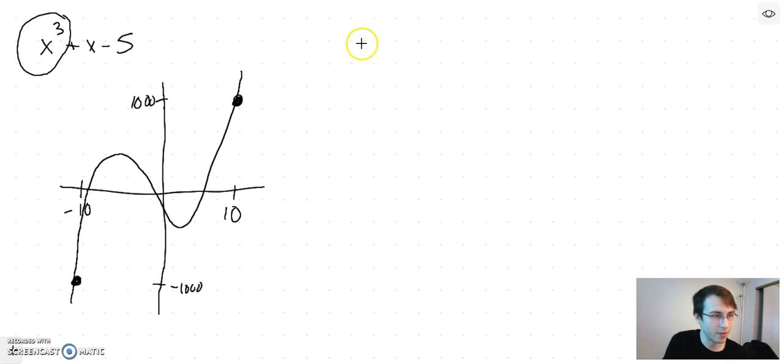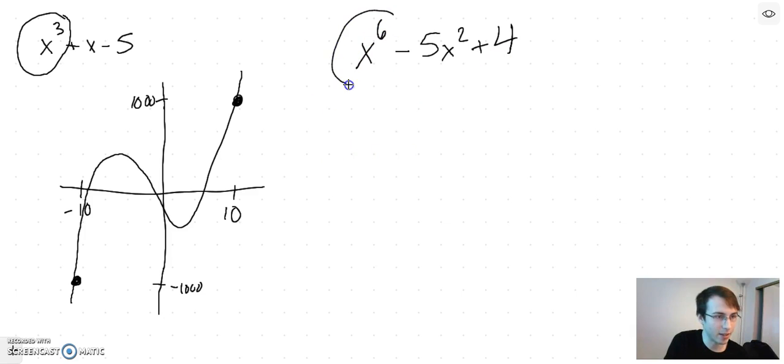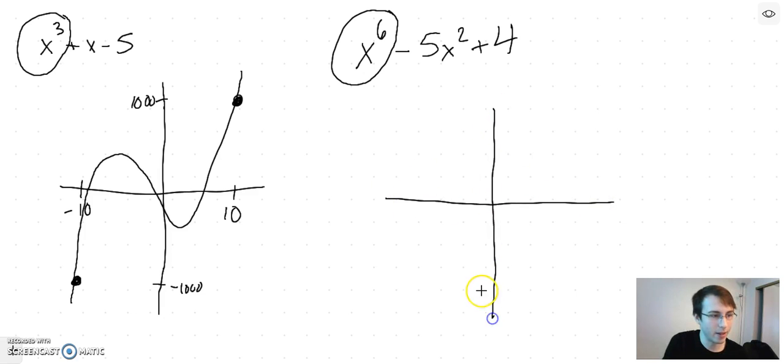Let's try another. How about x to the 6th minus 5x squared plus 4. Well, again, we just look at the highest degree term. When we plug in a positive number like 10, this term becomes positive. It's really big, 10 to the 6th, that's 1,000,000. So we're somewhere around up here. And when we plug in negative 10, since that's an even power, any negative raised to an even power just goes back to positive because negative signs cancel out. So we end up having something like this.